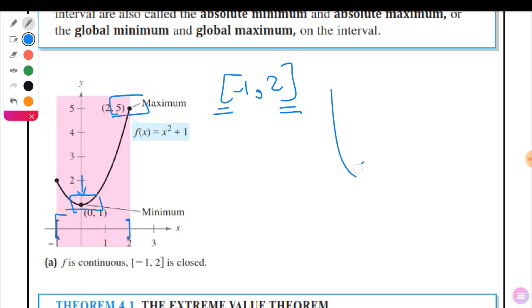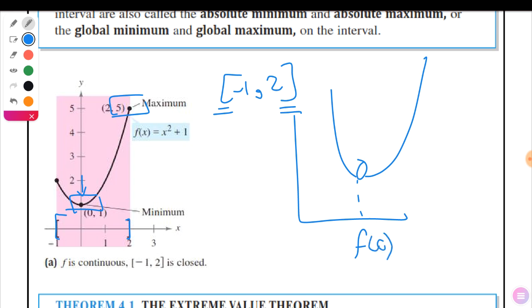But if we draw a function like this one, we can't name f(c), which is undefined, as the minimum value. Why? Because the function here is not continuous, or in another way, undefined. So in this case, this function has no minimum value because the function is undefined at this value.